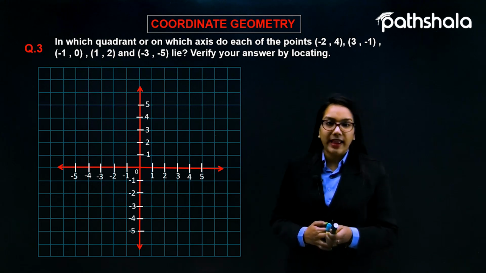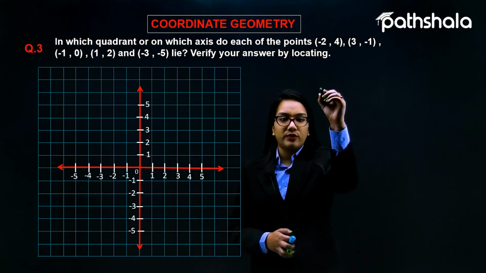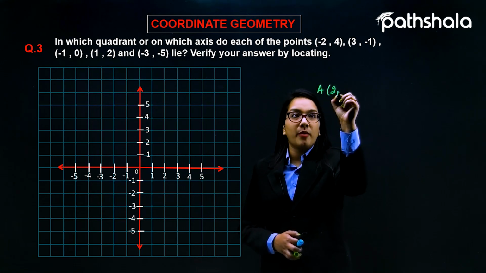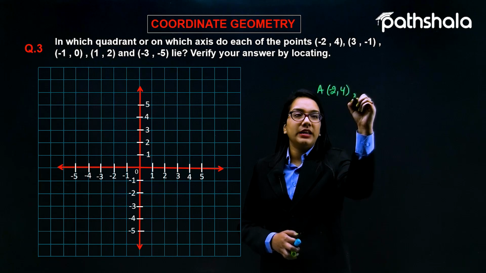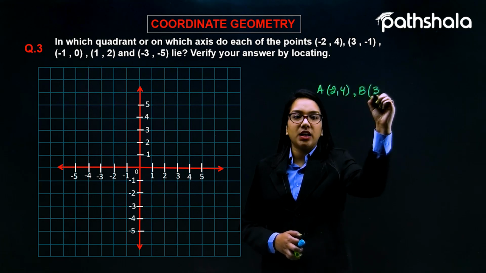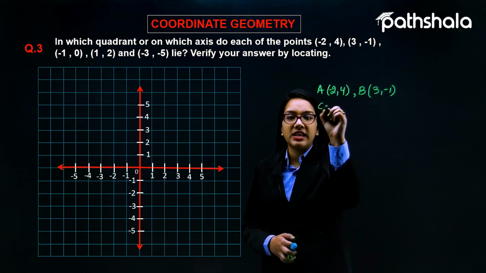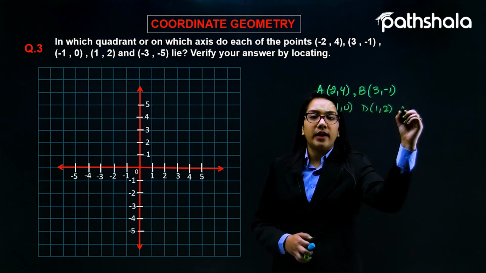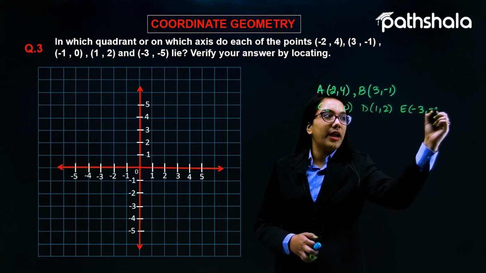So first of all, we have the point as -2, 4. Let us suppose I'm taking them as A, B, C, D and E. So A is -2, 4. B, I'm taking the point B as 3, -1. I'm taking C as -1, 0. D as 1, 2, and E as -3, -5.